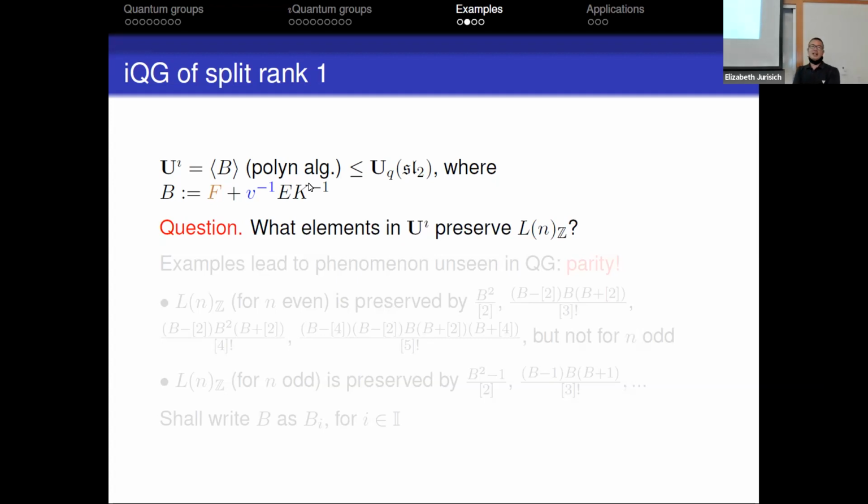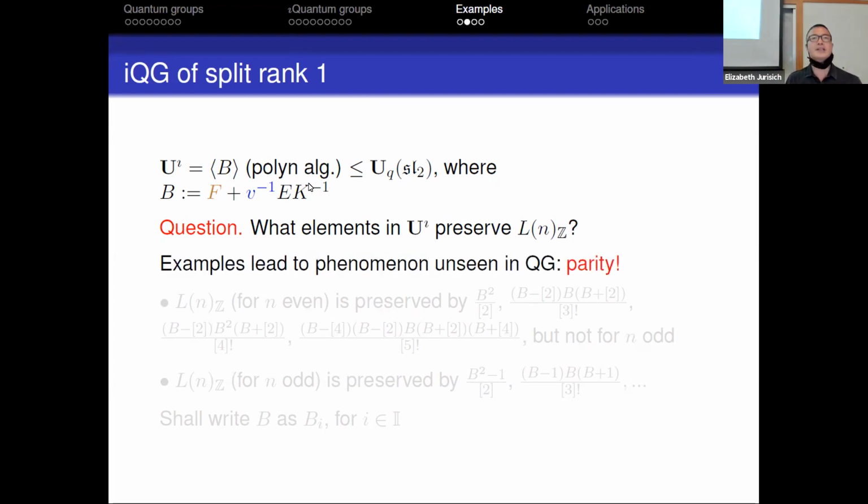So let's ask a question in the following way. Which elements in the polynomial ring preserve that integral form of the sl2 module, V_n over the Laurent polynomial ring? You start playing around. You want those elements with leading term like a divided power.